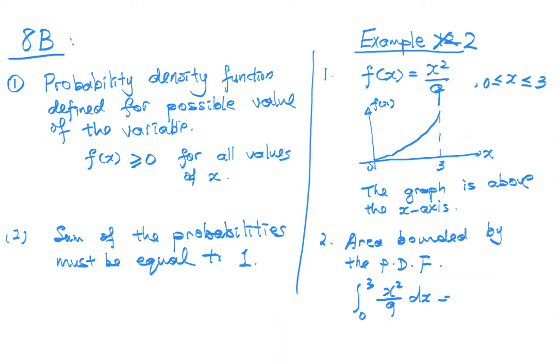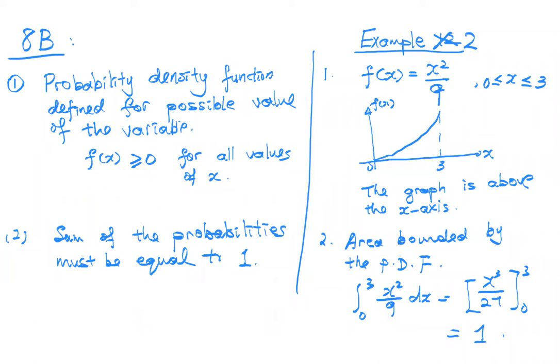The first criteria must be fulfilled first before you check the second criteria. The order must come in this way; you cannot reverse it. So you get x cubed over 27, from 0 to 3. So you get 1, am I right? So it is satisfied. If I change the range of the value of x, then it is not. That is called a valid probability density function.